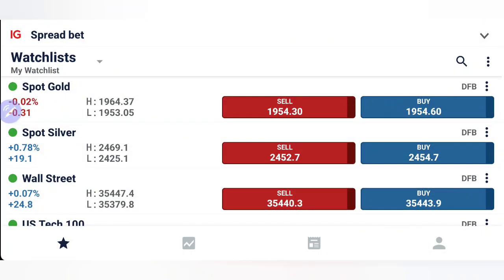Power of levels again in gold, when gold failed to break past 1965 levels on the upside. In the Asia session update this morning, we discussed that it is a no trade zone between 1954 and 1965, and precisely it has returned from 1965 levels, now trading at 1954, which is again a very good support. At the same time, silver has also seen a good swing, and 2470 proved to be a good resistance.